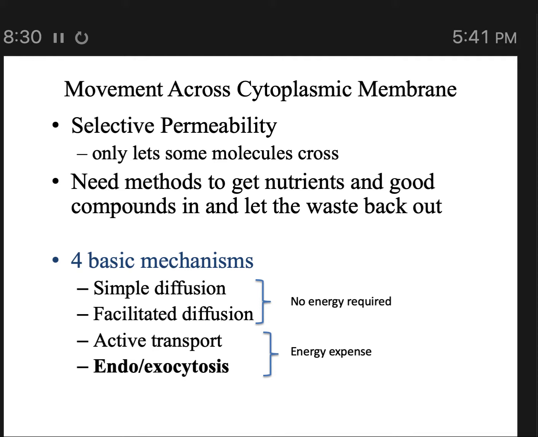Prokaryotes use active transport and group translocation for active transport. Eukaryotes do not use group translocation, but they do use endo and exocytosis. So endocytosis and exocytosis. So simple diffusion is the same as prokaryotes. Facilitated diffusion is the same as with prokaryotes. Active transport is the same as with prokaryotes. So the new one is endo and exocytosis in lieu of group translocation.